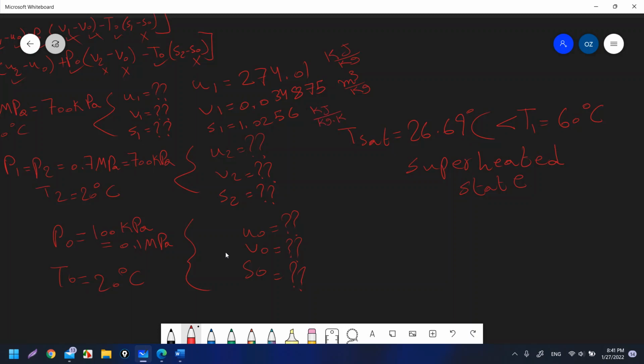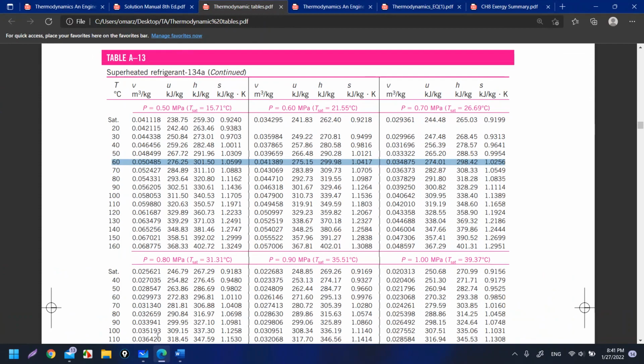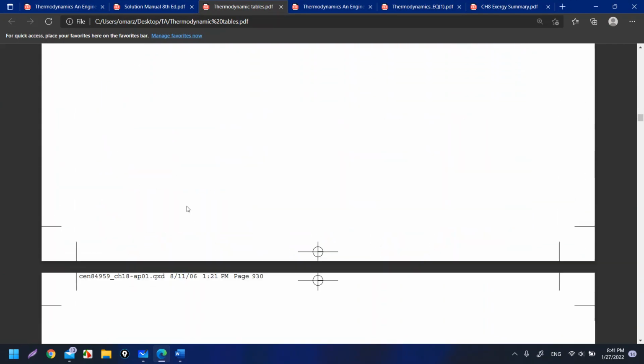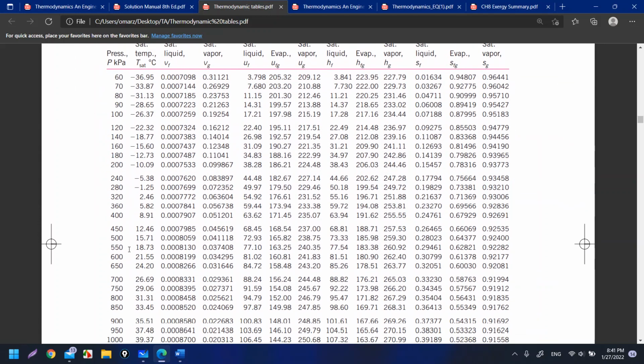For U2, V2, S2, you will have P2, the pressure, and temperature 20 degrees Celsius. As you can see, 20 degrees Celsius is less than the temperature 26.69. Means it is subcooled. When the temperature is higher than the saturation temperature, it is superheated. When it is less, then it is subcooled. Subcooled is usually treated as a saturated liquid.